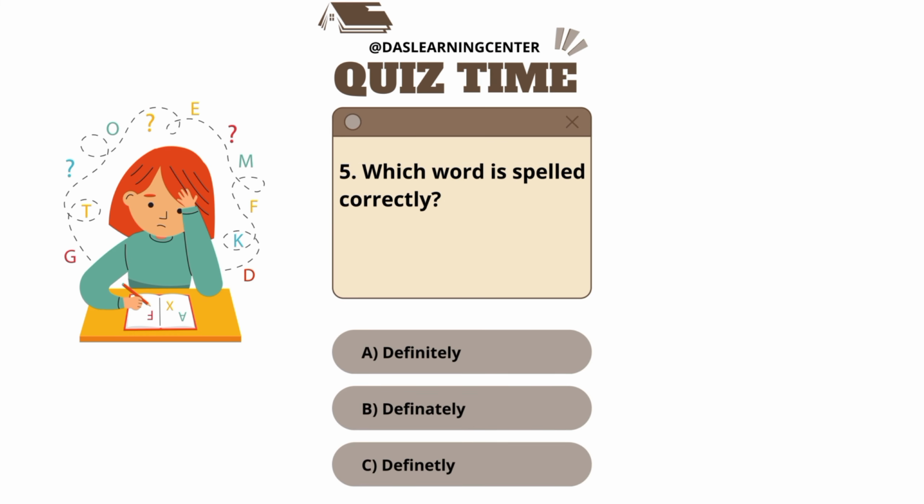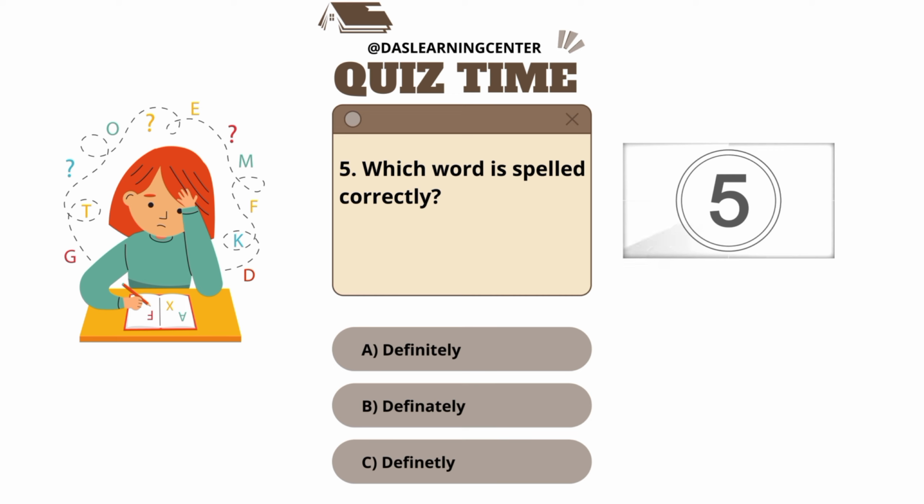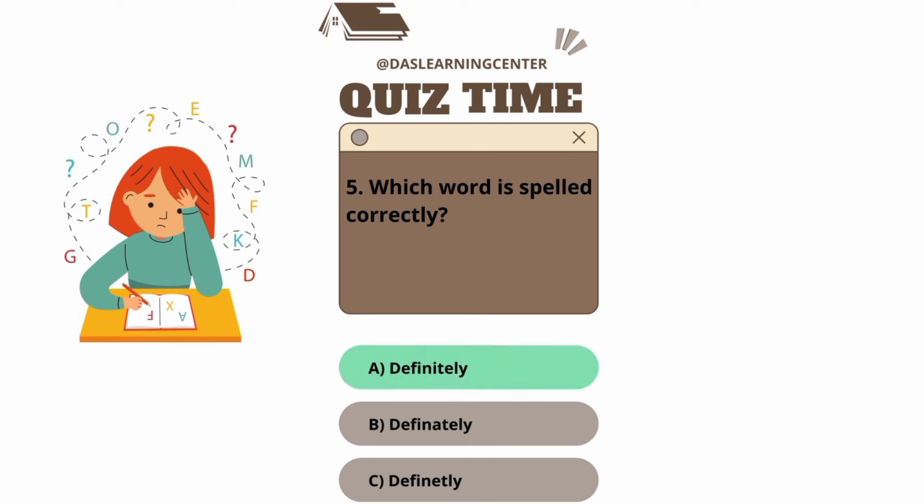Which word is spelled correctly? A. B. Or C. A. Definitely.